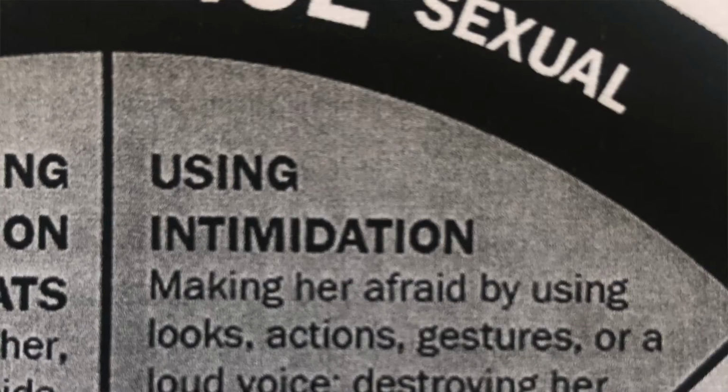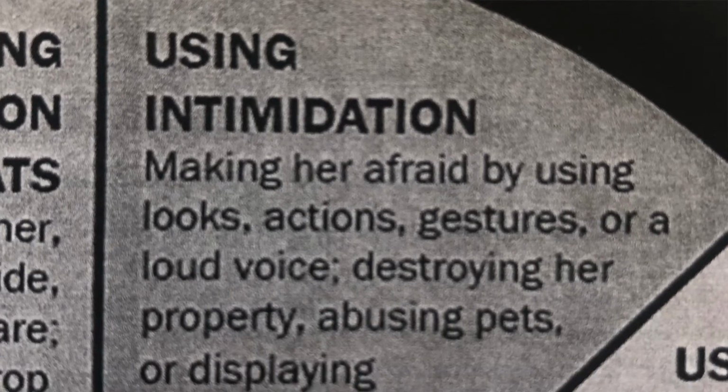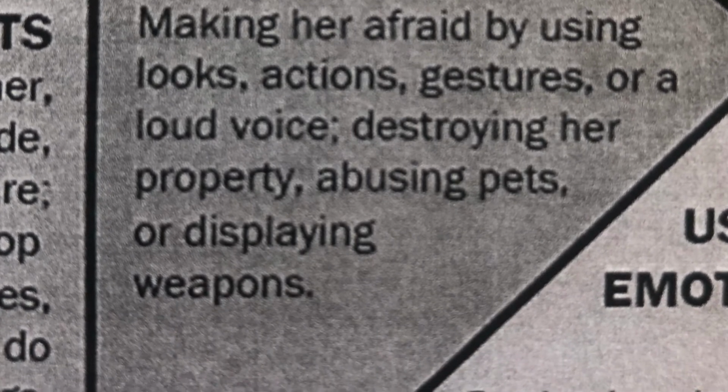So, using intimidation: making her afraid by using looks, actions, gestures, or a loud voice, destroying her property, abusing pets, or displaying weapons. Intimidation, as we know, is to make timid or fearful in order to compel or deter. So this can be the leering and glowering looks, the hostile physical posturing, so towering over people, innocuous looking touches that are actually painful, directly or indirectly threatening harm to you or your family or pets. That sort of thing is what they refer to as intimidation on the power and control wheel.